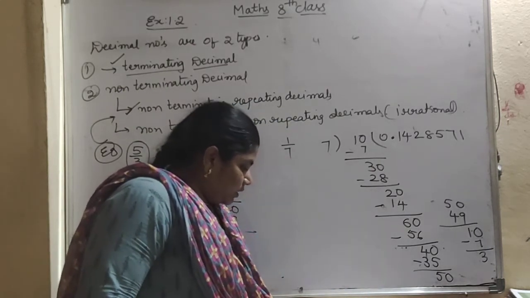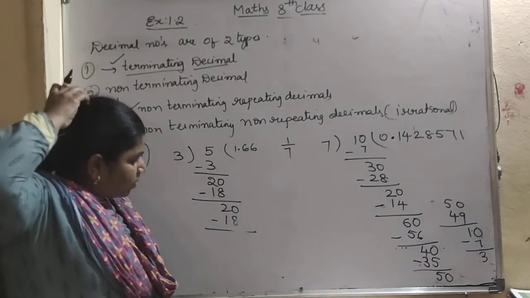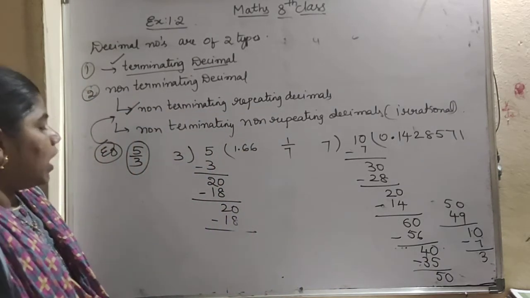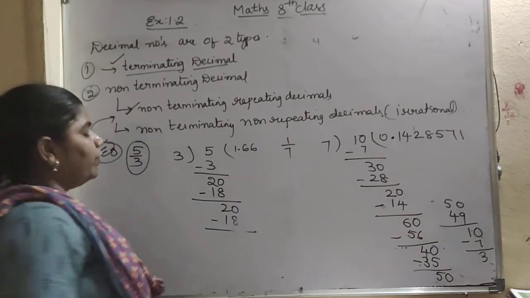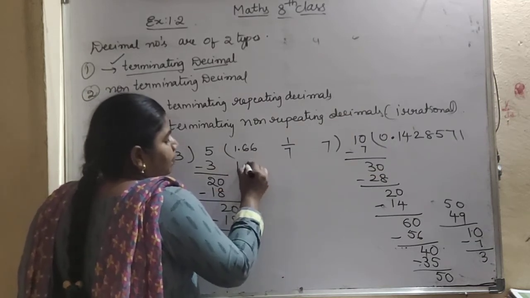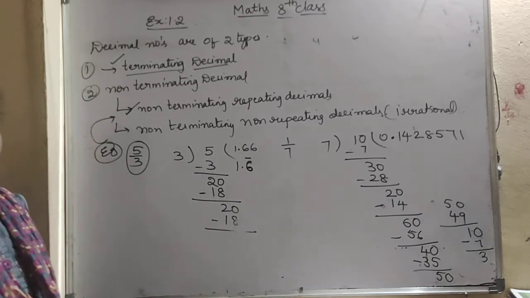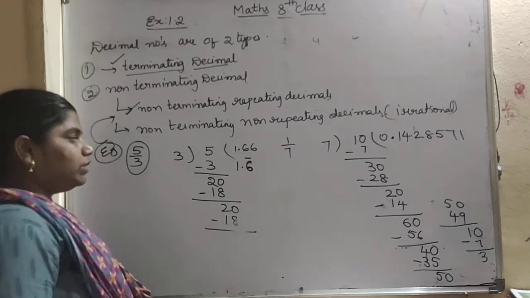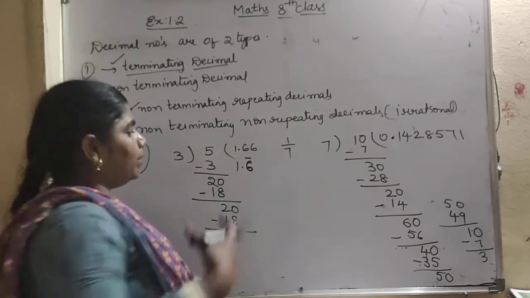So in this, next is, and here 6 6 6 is going on repeating. Which number is repeating here? 6 is going on repeating. So the repeated value we will represent with a bar. Bar is nothing but the 6 is repeating so many times.